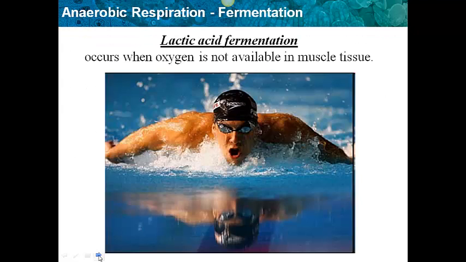So our first type of fermentation, lactic acid fermentation. This one occurs when oxygen is not available in muscle tissue. So this happens in our bodies, for example, but also the bodies of any other organisms that have muscles that are similar to ours. Occasionally you might get to the point in some sort of activity where you have depleted your muscle tissue of oxygen. You might still need energy, however, and so your body will switch over to lactic acid fermentation to get that energy.